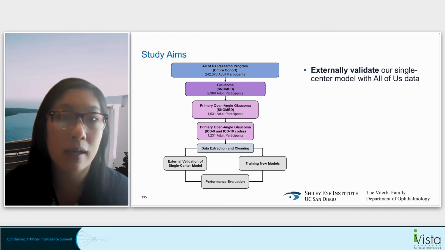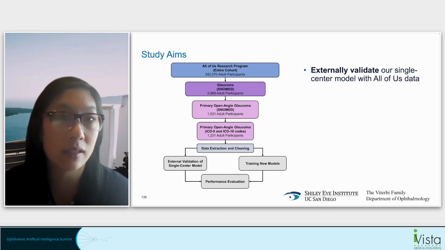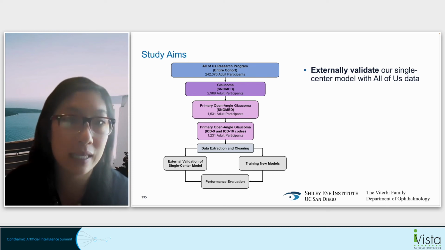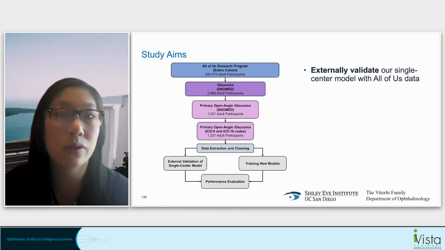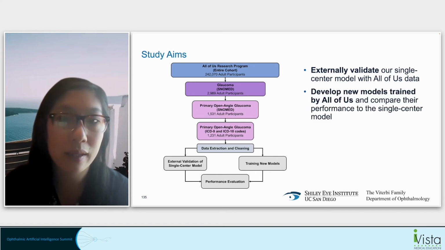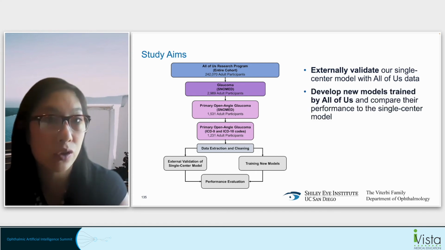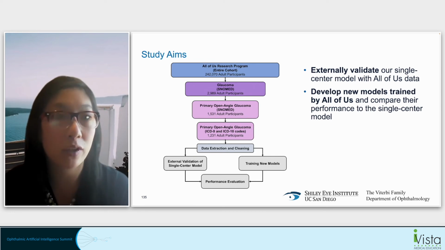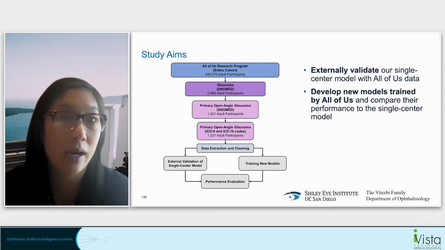So what we did in this study was that we started with a predictive model that I had developed using data from UC San Diego. And one of our goals was to use All of Us to try to externally validate our prior single center model. Then we wanted to develop new models trained with data from All of Us and compare its performance to see whether it would perform better than our original model.